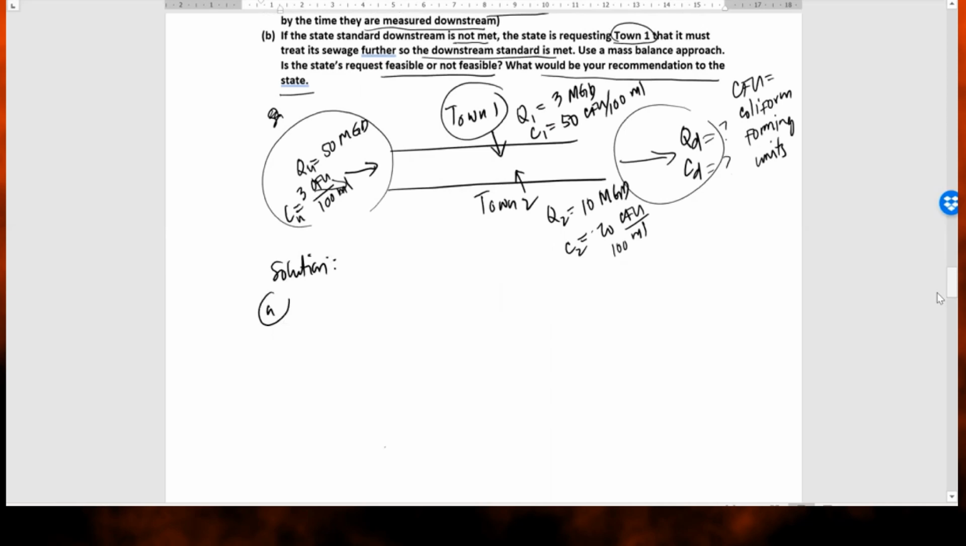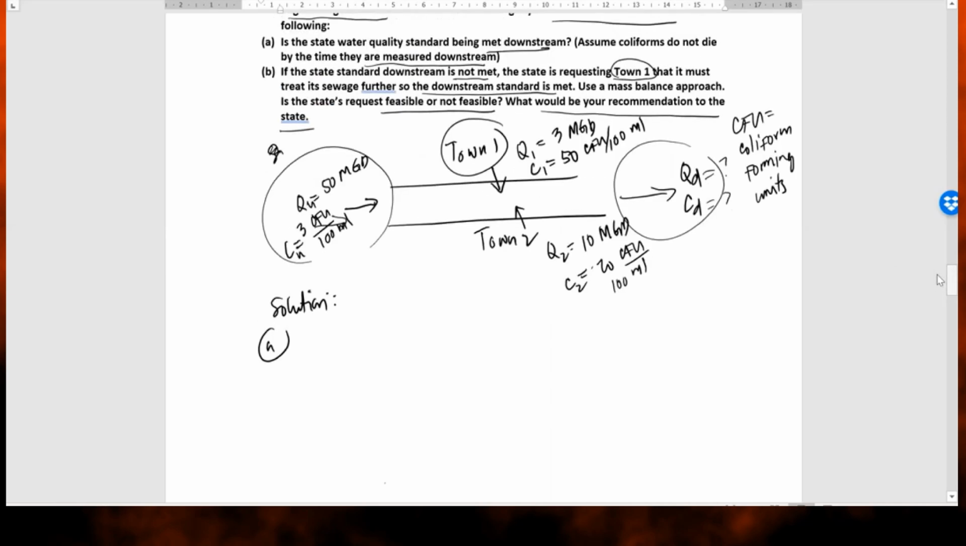Letter A, this part here. What is the assumption? It's the state water quality standard, which is 5 CFU per 100 ml. That is the standard that should be met at the downstream. If it's 5 or less, then it is met. If not, then it does not meet the standard.